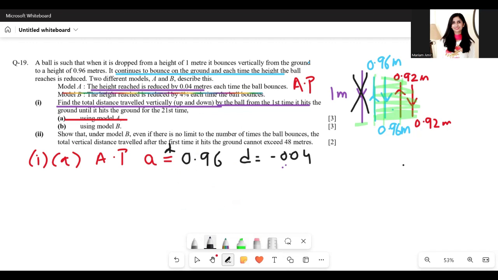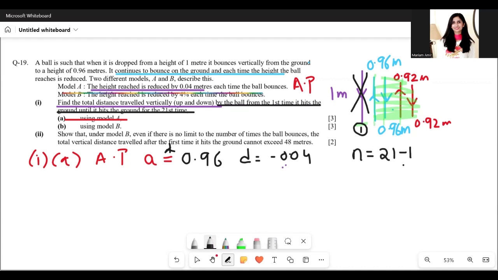Let's read this again: by the ball from the first time it hits the ground until it hits the ground for the 21st time. Since we're not considering the first fall, between the first fall and the 21st fall you're going to have 20 terms, so 21 minus 1 is 20. Why are we subtracting 1 from 21? Because we are not considering the first 1 meter fall. So n is going to be 20 and not 21.